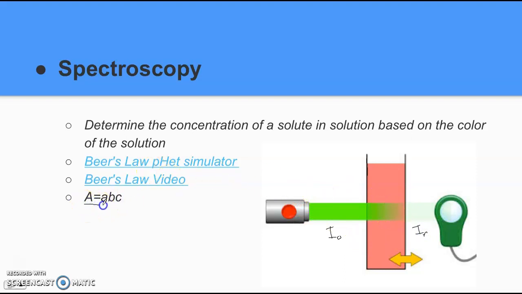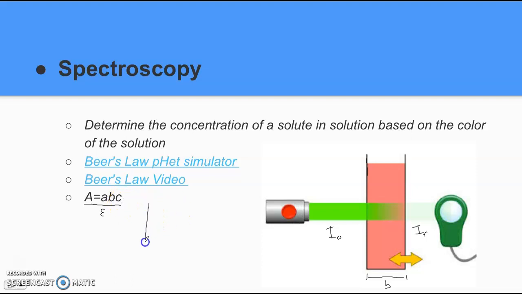And that goes along with this equation right here, which is on your green sheet, your equation sheet. Capital A is absorbance. Small a, or sometimes you see it as this epsilon instead of a, is molar absorptivity. b is the path length, and the path length is just the width of this cuvette, usually measured in centimeters. And c is concentration.